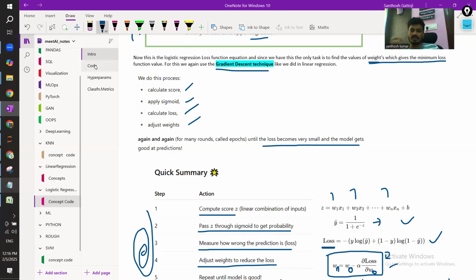Whatever you studied is one single line, just like how we did it in linear regression. You import logistic regression, pass the data, train, fit, prediction, accuracy, done. You don't need to do it manually.